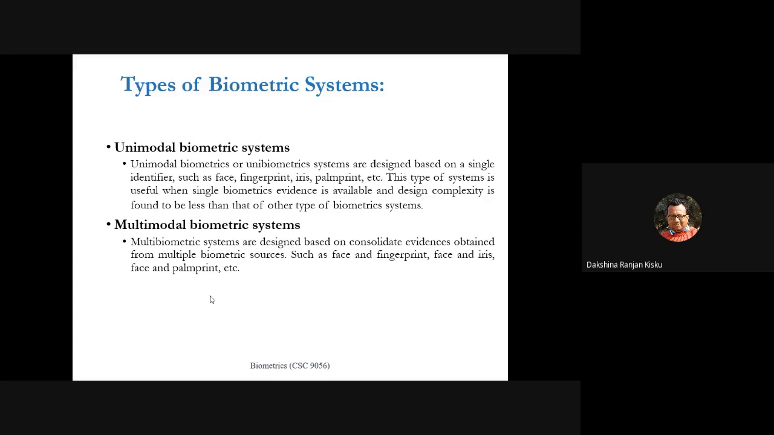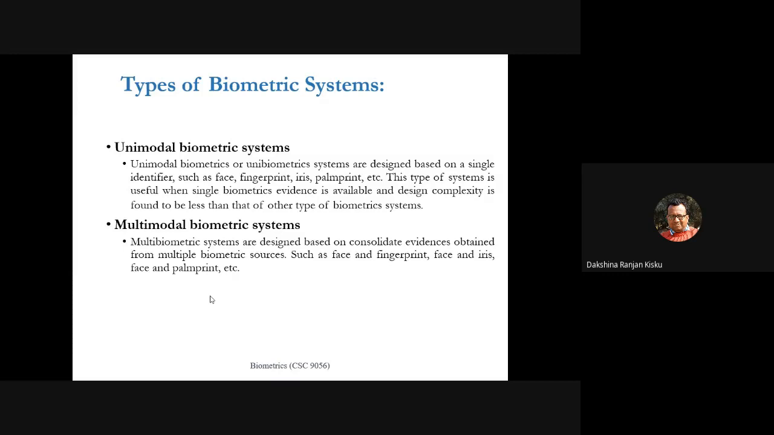In order to exhibit the performance of unimodal and multimodal biometric systems, in the form of verification or identification, different biometric performance metrics are used. So we have discussed performance metrics in the last class. Today we will continue that discussion by introducing different types of biometric systems.